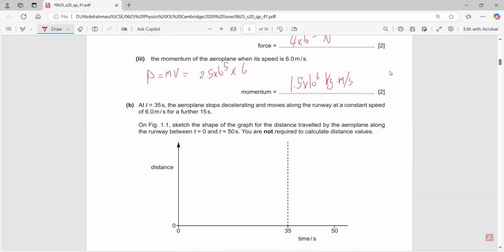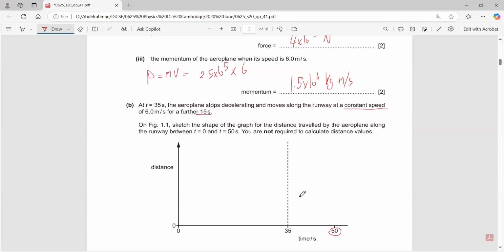At time 35 seconds, the airplane stops decelerating and moves along the runway at a constant speed for a further 15 seconds, up to 50. From time t equals 0 to time 35, what was happening to the speed? The speed was decreasing. And on this graph, we have a distance time graph.